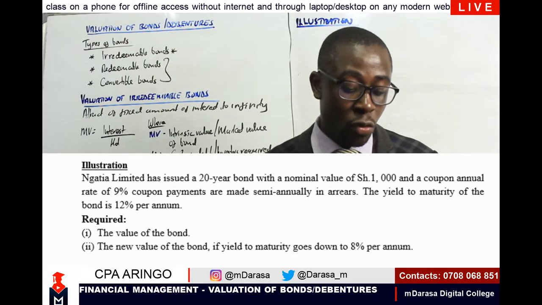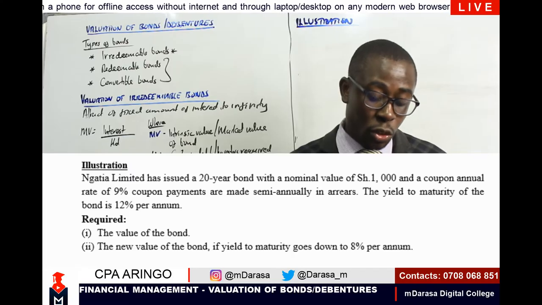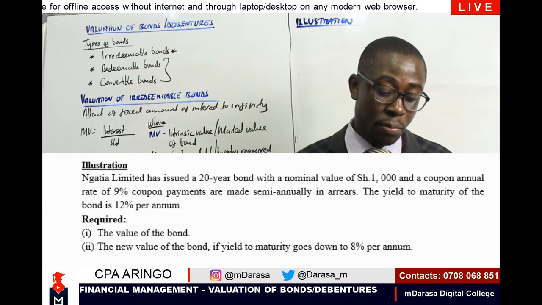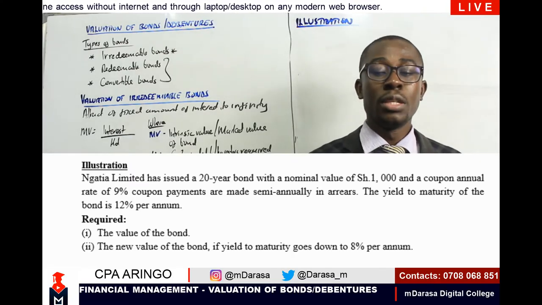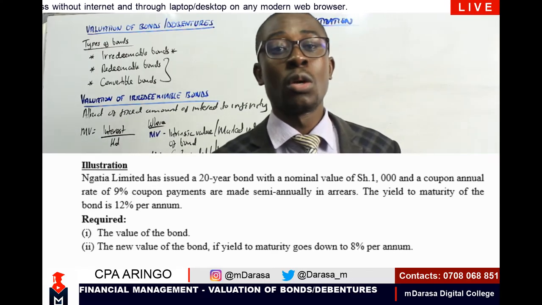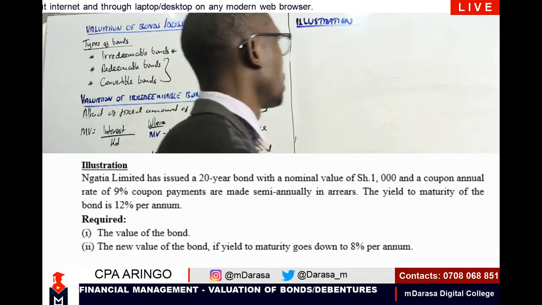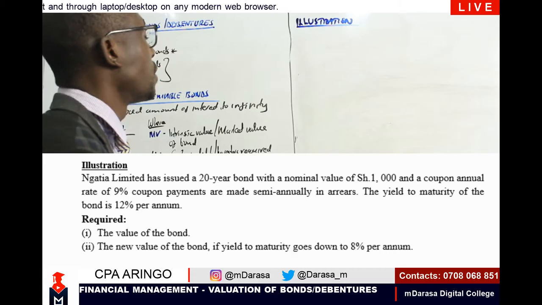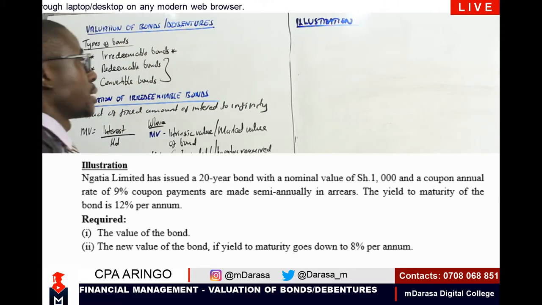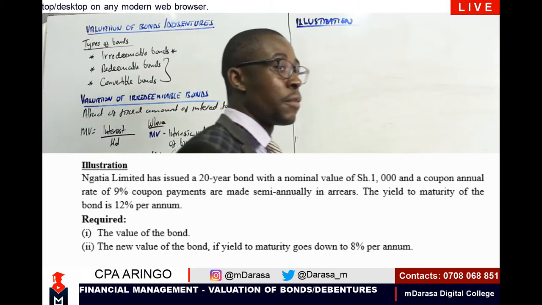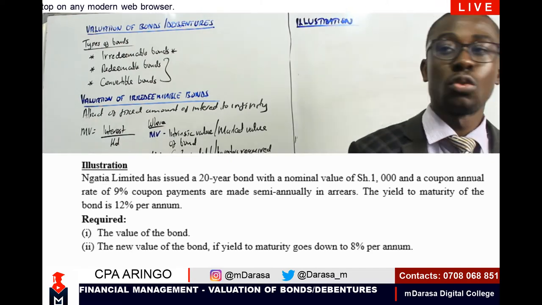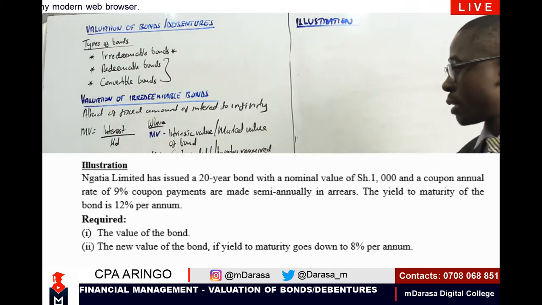Required: we are told to find the market value of the bond, and number two, the new value of the bond if yield to maturity goes down to 8% per annum. Yield to maturity means we're talking about that redemption percentage, right? So the first thing you must always recall is our formula.